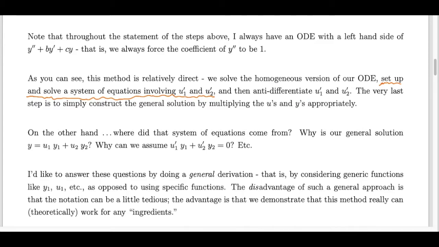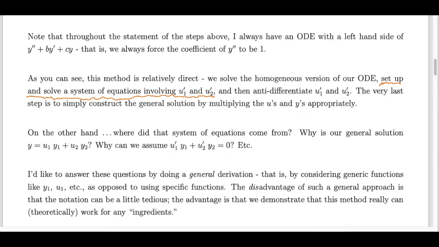So on the one hand, this seems like a pretty straightforward method. On the other hand, this raises some questions, for me at least. First of all, where did that system of equations come from? In step 2 above, we simply stated that there was this system of equations that we needed to solve, but where did that come from? Second question is why is our solution u1 times y1 plus u2 times y2? Why does our general solution have that structure? Another question is, where did this equation come from? Why is it true that these two unknown functions, u1 and u2, must satisfy this equation?